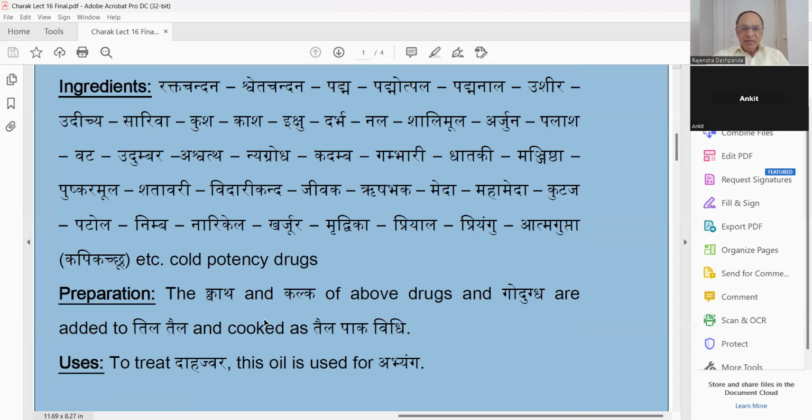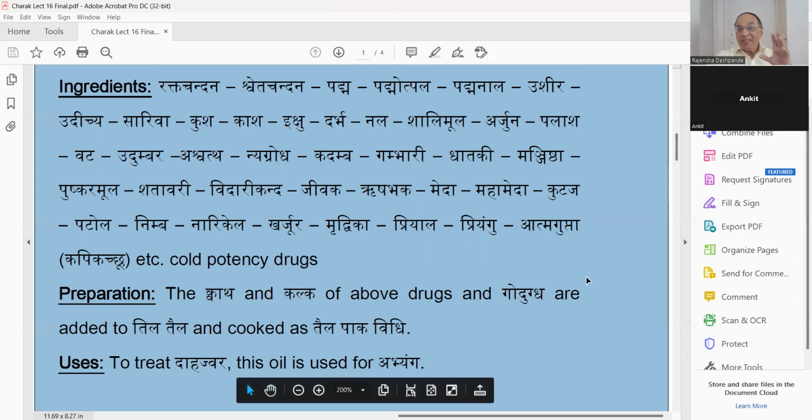ये चंदन आदि तेल, क्वाथ एंड कल्क, we have to prepare the kwath and kalka and mix this with the गोदुग्ध, that will be added to the tila taila, and taila paka vidhi ke dwara, according to the procedure of medicated oil, that particular oil will be prepared, and this oil will be used for all pitta predominant problems.